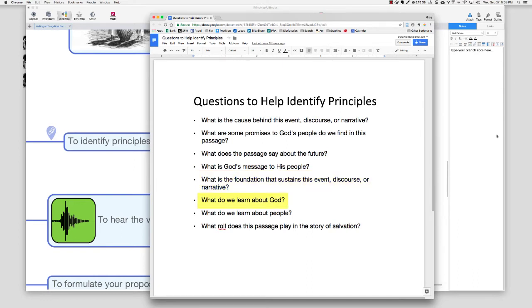What do we learn about God? What do we learn about people? What role does this passage play in the story of salvation? So in that last one, there is this meta-narrative that encompasses the whole Bible. What role does this particular passage play in that big grand scheme, that meta-narrative?